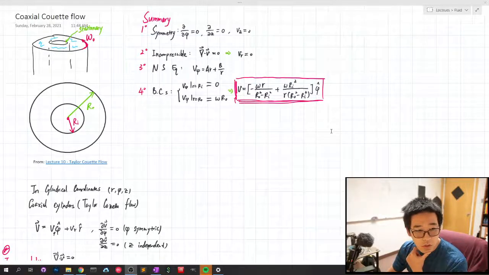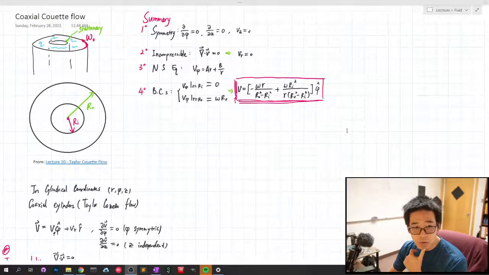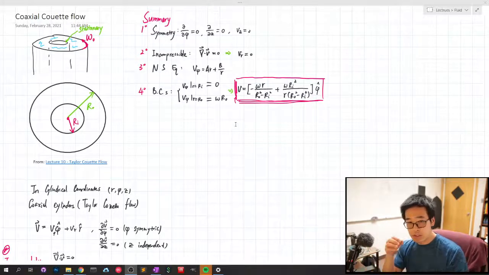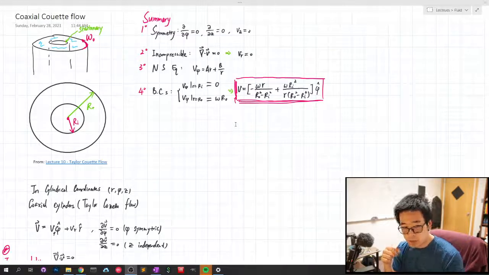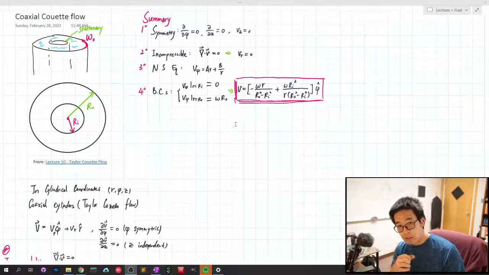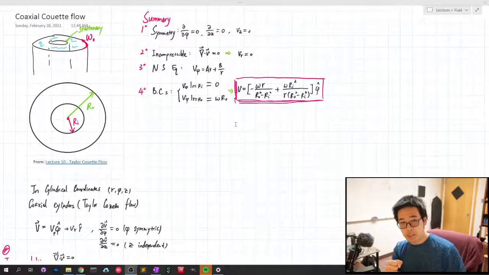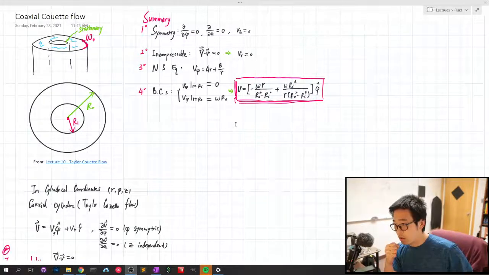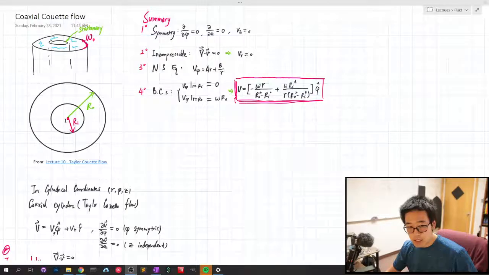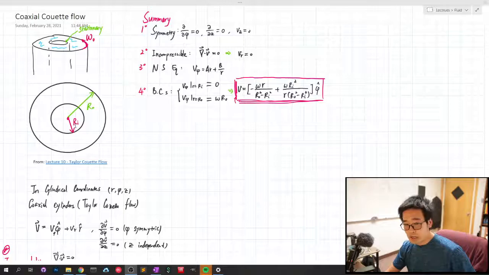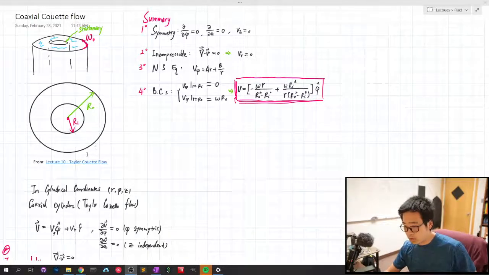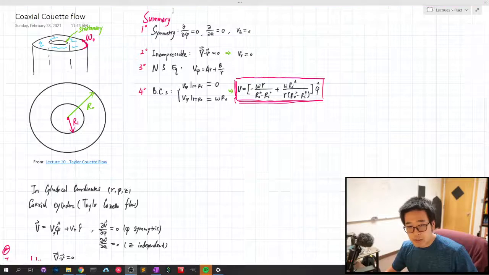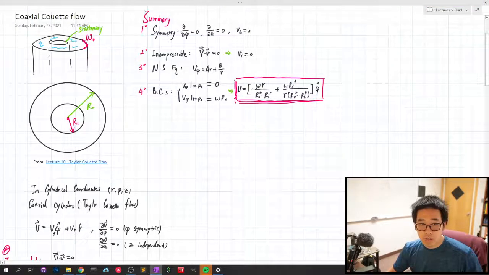Okay, now let's look at coaxial Couette flow. The setting is two cylinders with the same center. The inner tube is stationary, and the outer tube is rotating with omega naught. The inner radius is Ri, the outer radius is Ro; I stands for inner, O stands for outer. And here's a summary of the way to solve such a problem.